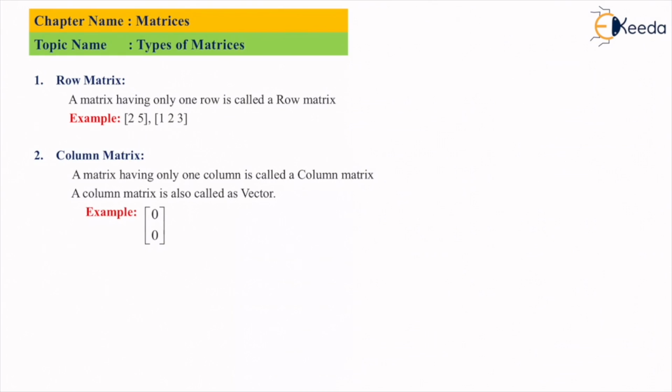You can see on the screen, I have a column matrix with two elements, 0 and 0. So it has only a single column but two rows. So this is a column matrix.